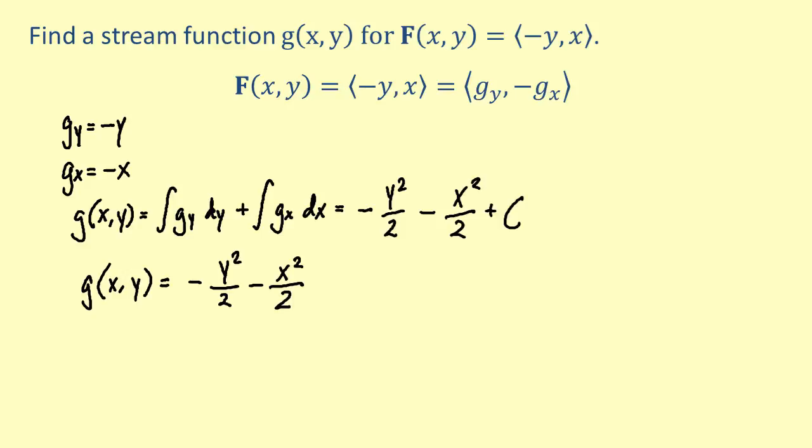We can confirm that we have found an appropriate stream function by taking the derivative with respect to y and comparing it with P, the x component of F, and then by taking the negative of the derivative with respect to x and comparing it with Q, the y component of F.